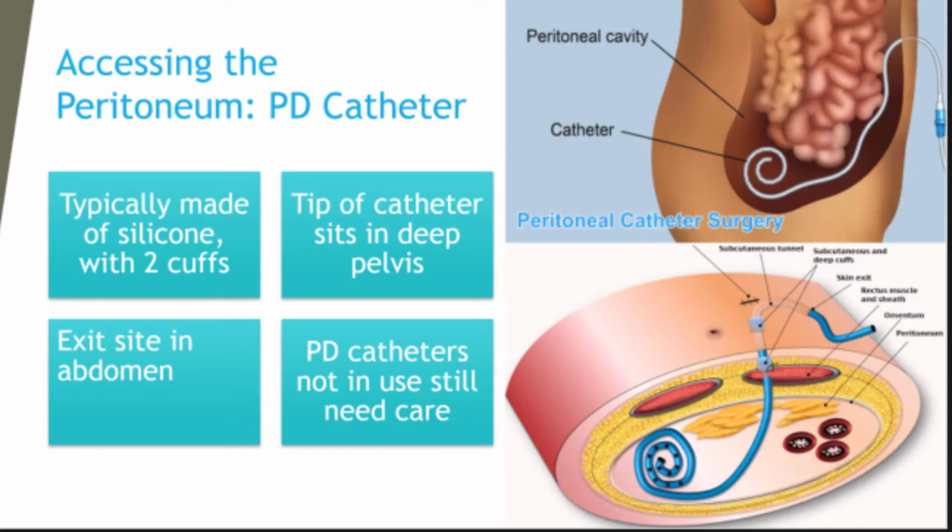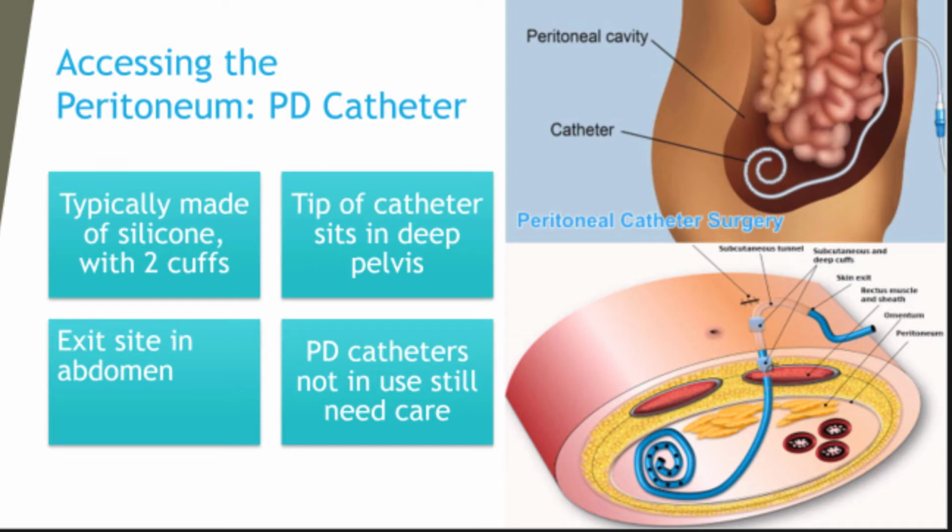PD catheters are typically inserted 2 weeks before use. The catheters used are most commonly silicone and have 2 cuffs. One cuff is buried deep in the abdominal muscle, and the second cuff is in the subcutaneous tissue about an inch from the surface. The cuff should never be visible. Please, if you see the cuff, notify the dialysis nurse. The PD catheter is coiled and contains many pores to help with the exchange of fluid. The coils reside deep in the pelvis.